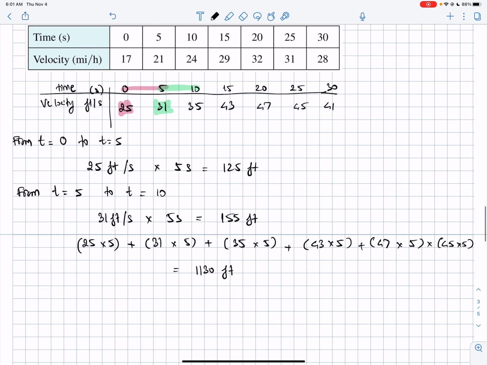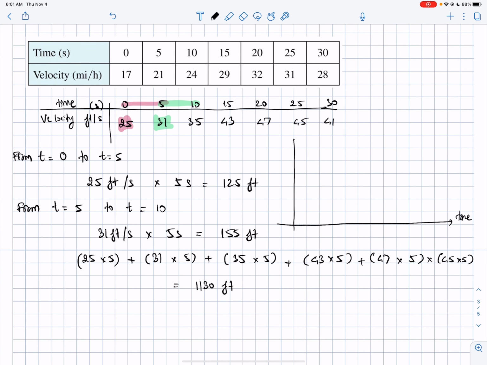Okay, so let's draw the picture for this to understand it better. For the time, we have 0, 5, 10, 15, 20, 25, and 30. And for the velocity, we have from 10 all the way to 50. So 10, 20, 30, 40, and 50. So this is the velocity. Let's draw the graph of velocity.